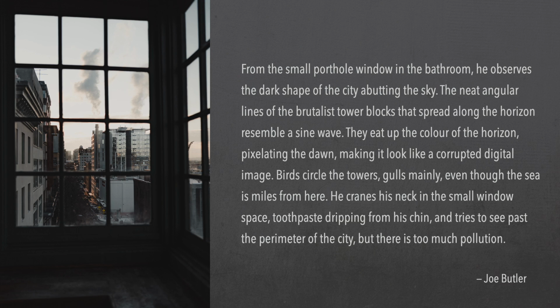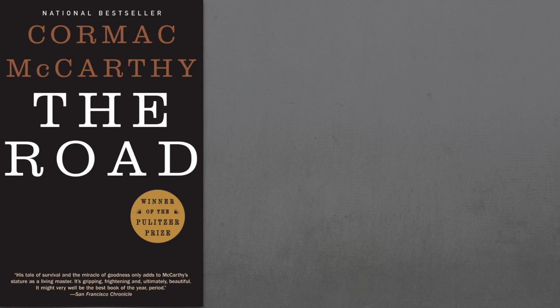There's an inherent sense of conflict here in the description of the setting. It's implied that this is a sterile, machine-driven place, with the brutalist tower, the sine wave horizon, the sky that resembles a corrupted digital image, and the pollution clouding the view. The fixed point of the window limits what the character can see, even when he tries to crane his neck to see more. Joe's novel to be admired is The Road by Cormac McCarthy.